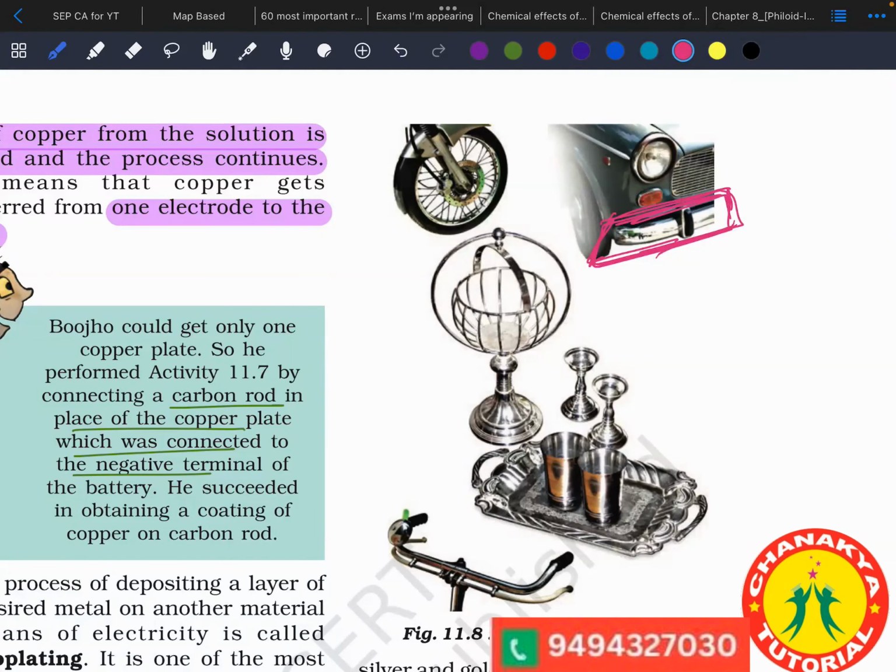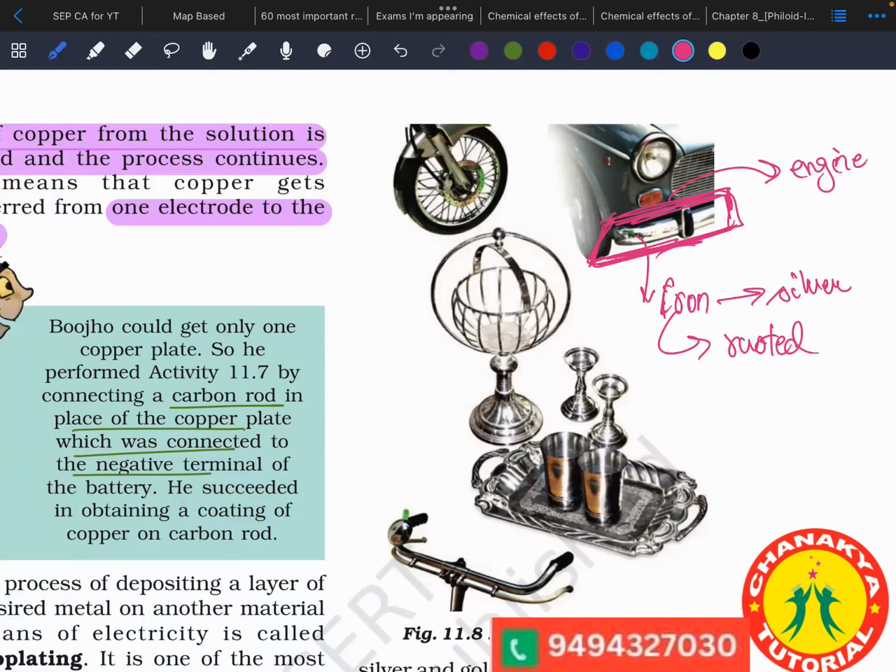Let me tell you first that behind this front part there exists the engine, and in order to save that engine, this front part is used, which is of iron, and it is coated with silver. Can you guess why it is coated with silver? So that it does not get rusted.